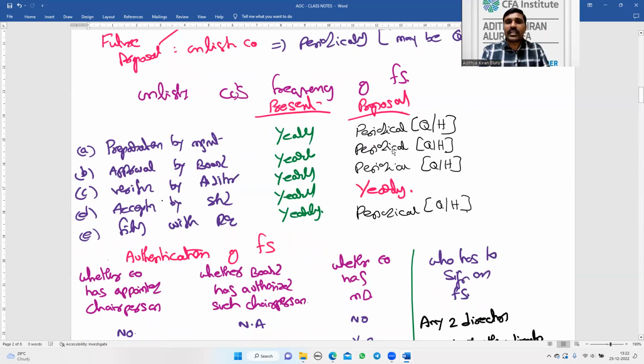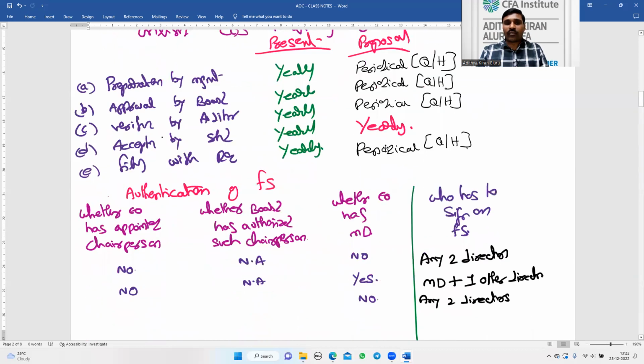So this is the frequency of financial statements for unlisted companies. What is the present position and what is the proposal? At present, everything is yearly: preparation, approval, verification, acceptance, filing. In the proposal, they may make acceptance by shareholders yearly, and the remaining things periodic, quarterly or half yearly.